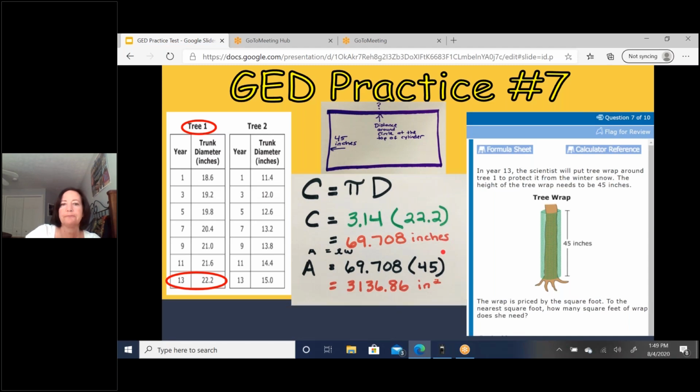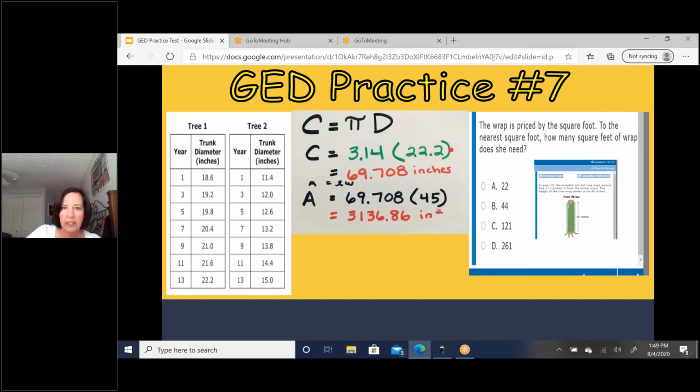Hopefully that looks familiar to you. But unfortunately, let's look at our answer choices. It says the wrap is priced by the square foot. So then here in square foot, how many square feet of wrap does she need? And 3,136.86 inches squared is not an option, not even close to an option. But if you read closely, they're telling us they want our answer stated in square feet. And we've only been working in inches, so our answer was in square inches. Now we have to think about what changes. How are we going to convert square inches into square feet?